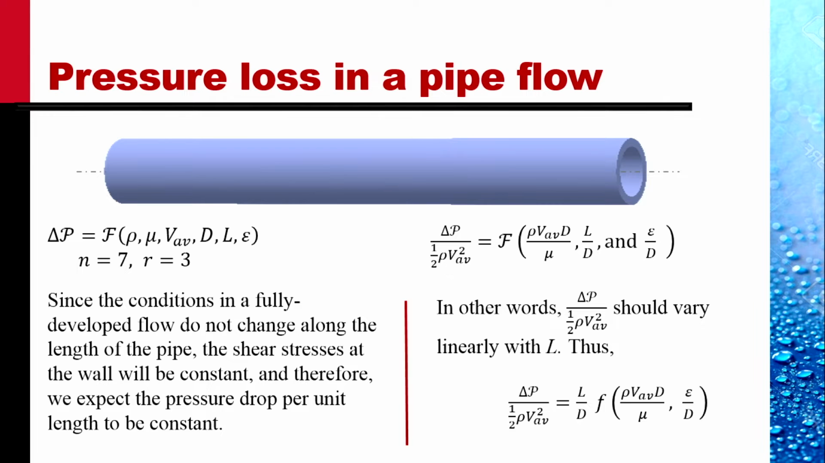If it varies linearly with L, then the dependence should be like this: delta P divided by 1/2 rho V average squared should be L by D times a function f of rho V average D divided by mu, the Reynolds number, and epsilon by D, the relative roughness parameter. This is the famous formulation that you must have studied in your fluid mechanics course.